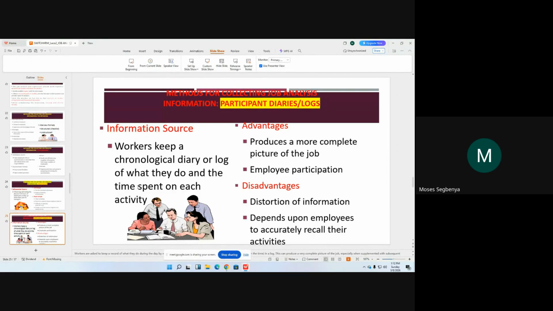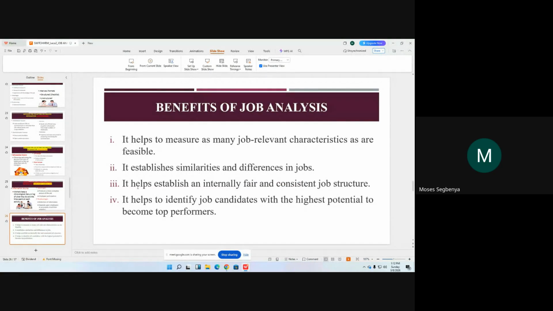Advantages. This method produces a more complete picture of the job, which a questionnaire could not do, which observation could not do. Employee participation in this one is very high. You can see that everybody is involved. The disadvantage is that information can easily be distorted. It depends upon employees to accurately record the activity. You are asking what I have done before. Sometimes I can only say what I remember. Those ones that I will not be able to remember, I may not be able to record.